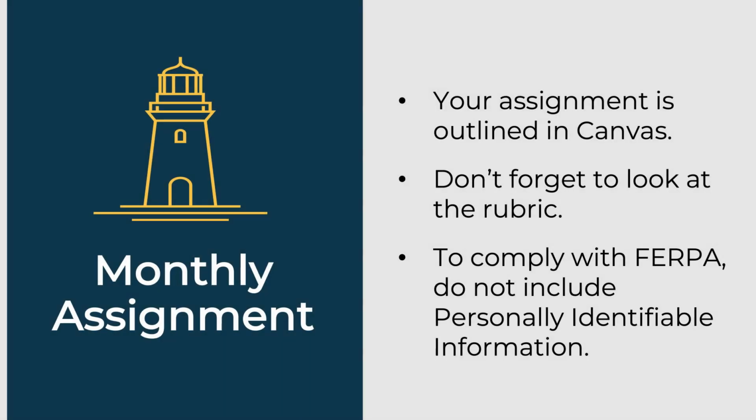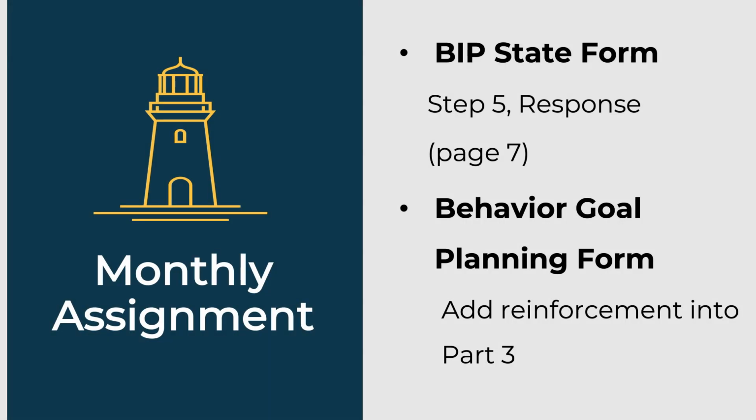For this month's assignment, please refer to the detailed instructions provided in Canvas. Take a moment to review both the assignment guidelines and the rubric to ensure you understand how your work will be evaluated. As a reminder, to comply with FERPA, do not include any personally identifiable information in your submission. For this month's assignment, you will complete the response section of Step 5 in the BIP State Form. In addition, you will incorporate reinforcement strategies into Part 3 of the Behavior Goal Planning Form.